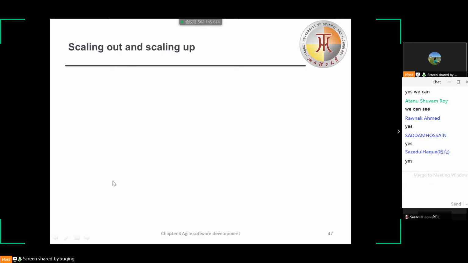And we have two perspectives of scaling agile methods. We call them scaling up and scaling out. According to the names of these two perspectives, what can you guess? I will give you some notions later. You can say your opinion.